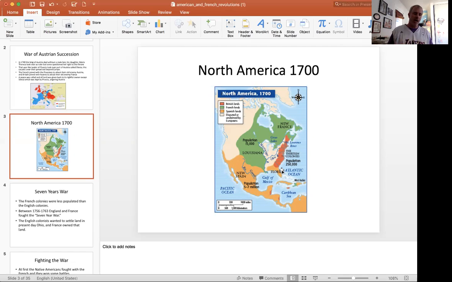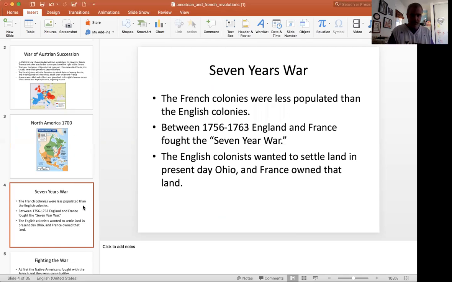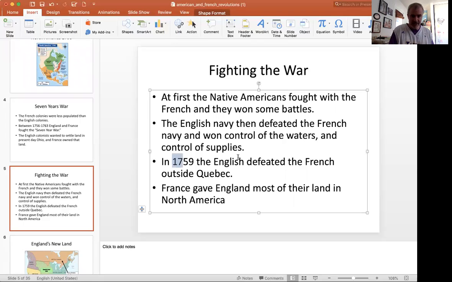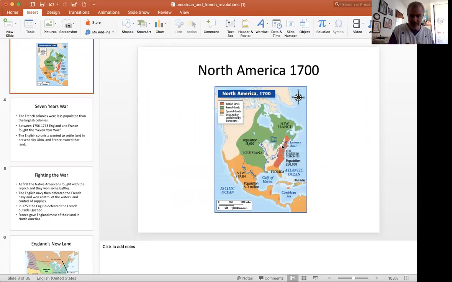Well, the English end up controlling the waters off of the United States, which cuts off supply lanes for the French. The English always had a great navy, because they're an island. In 1759, the English defeat the French just outside Quebec, and the French then ask for peace in America. And they say, look, we'll give you the area of the Ohio River Valley if you let us keep this area of Canada, which they do.